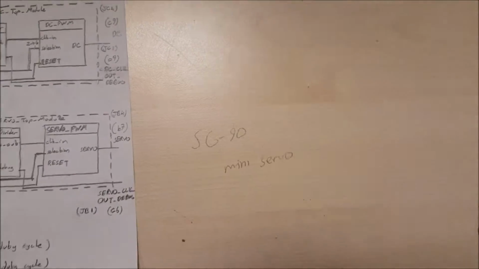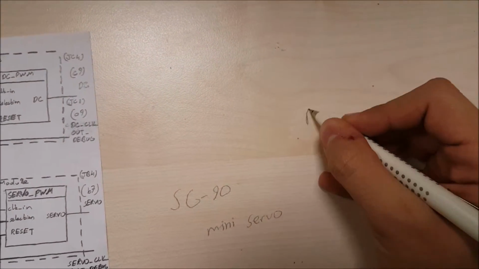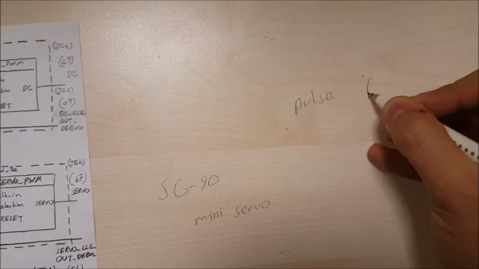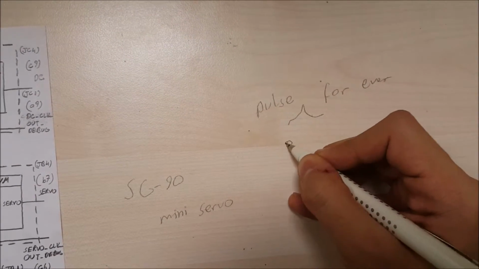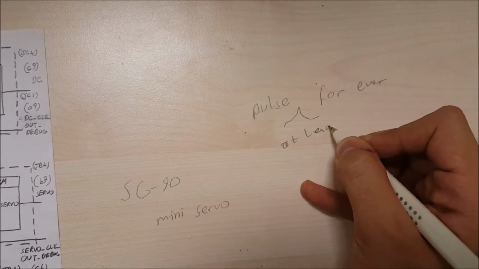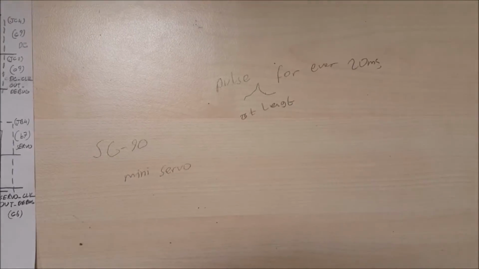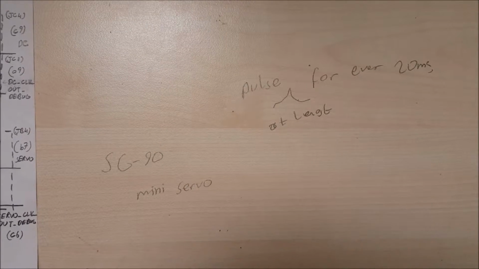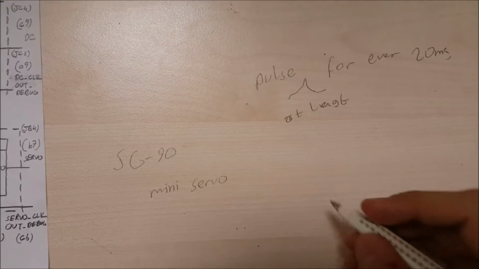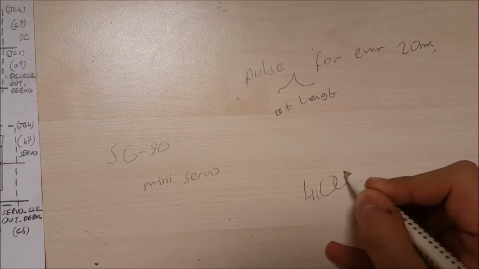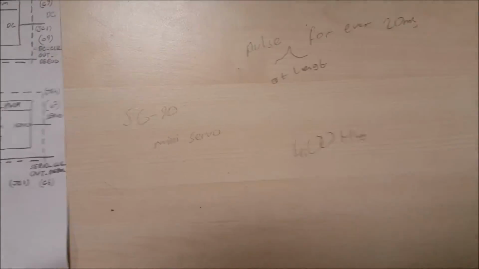This servo would like to see a pulse at least for every 20 milliseconds. This is approximately 50 Hertz. I'm going to use a 40 Hertz PWM signal for driving the servo.